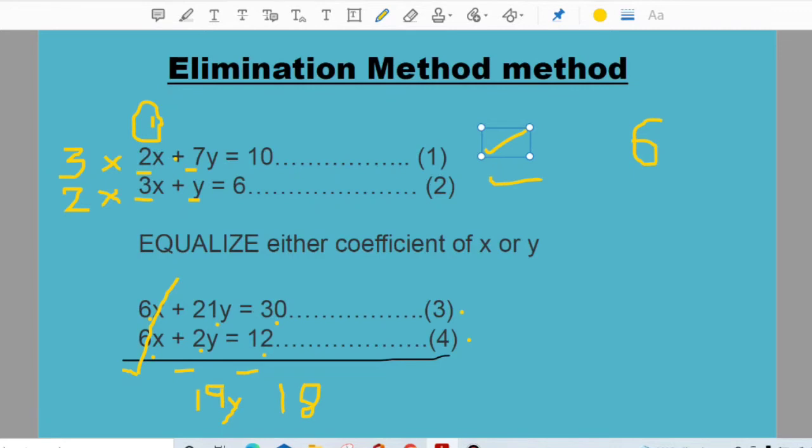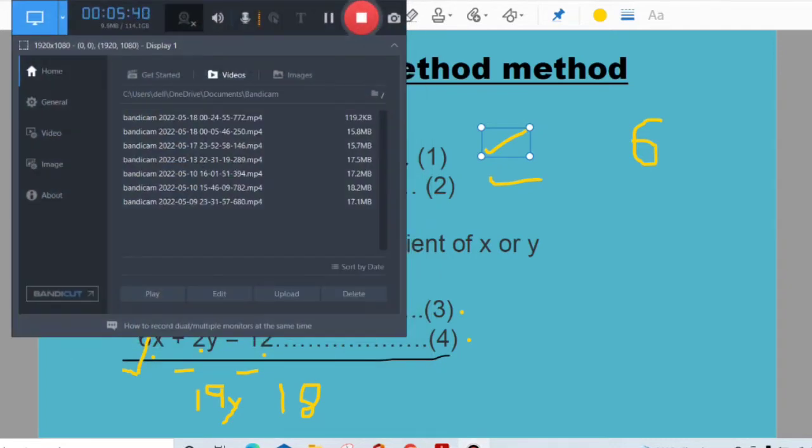This is one of the fastest and the simplest methods you can use in your competitive exams in order to find the values of the linear equation of two variables. Hope you guys have understood.